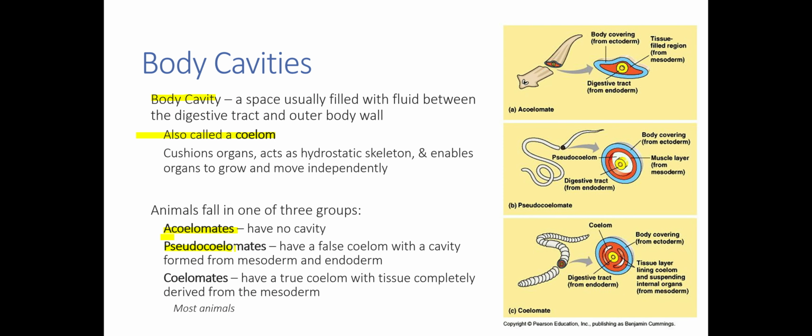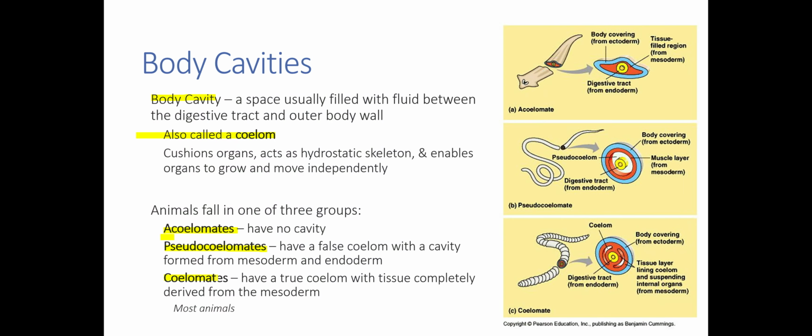Then we also have pseudocoelomates, which, pseudo means false. So this is a fake cavity. You will find this in your roundworms. Here we have a cavity, but you see how the red, the mesoderm tissue, is only on the outside. So it's not fully lined with that mesoderm, and so we call it a fake cavity.